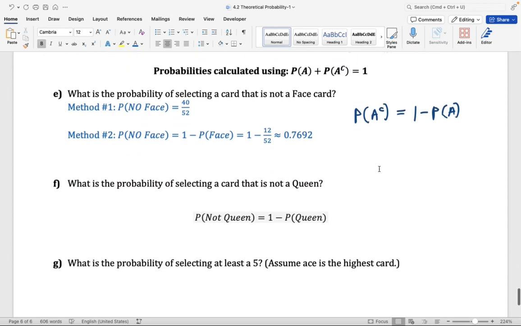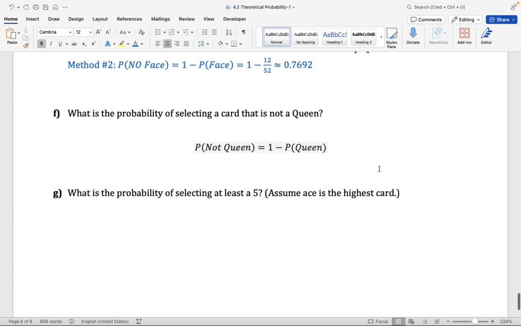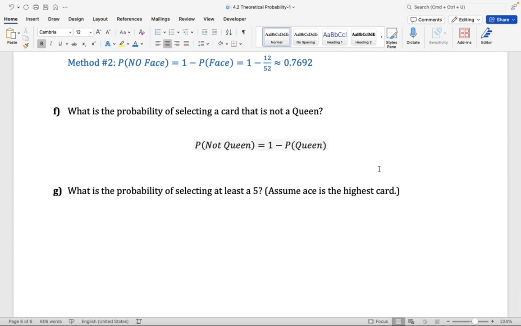Now we have one more problem. I added this problem because I want to show you how sometimes using the complement rule can help you work faster. Using the complement rule might require you to count less. In this problem, you're being asked to find the probability of selecting at least a 5. So here we want a card that has a 5, a 6, a 7, 8, 9, 10, a jack, a queen, a king, and then we're assuming that the ace is the highest card, so we also want that card.